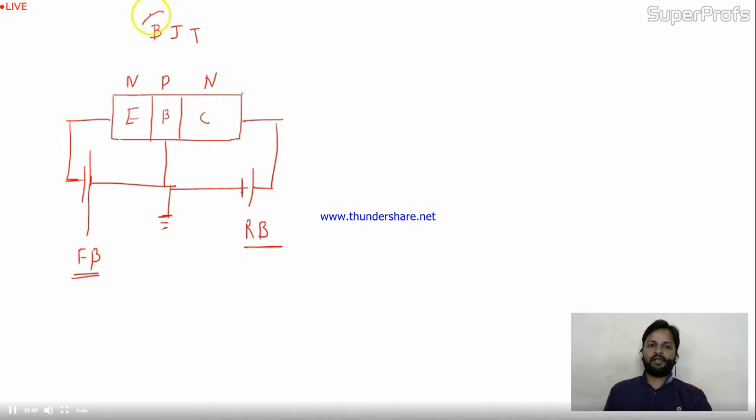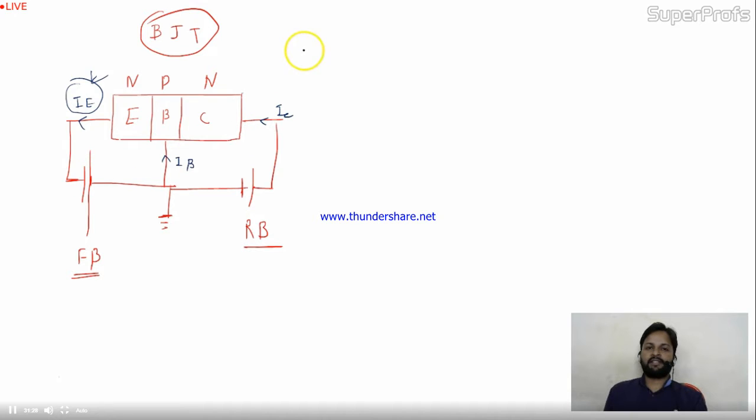So in BJT what will happen? If this is the current IE, it will come out. Is it okay? Because this is the NPN, IB will go in, IC will go in. Now see, the IC current and IB are combining and making IE. So this is the controlled current.